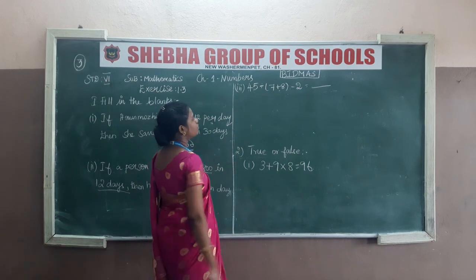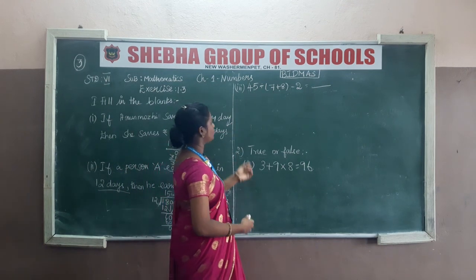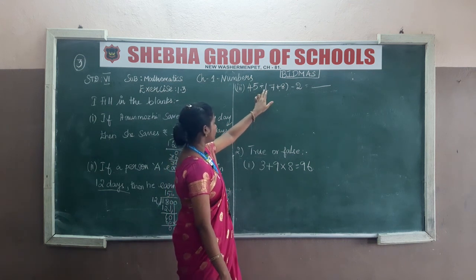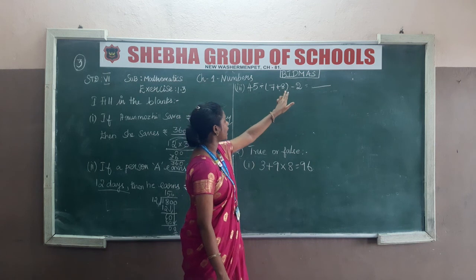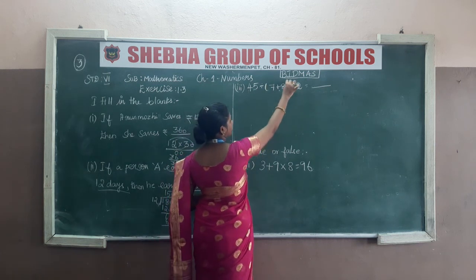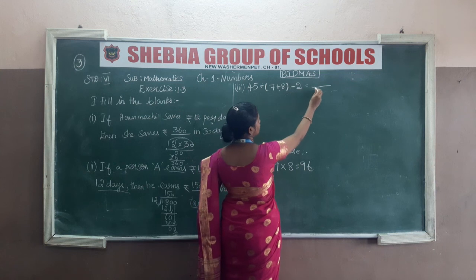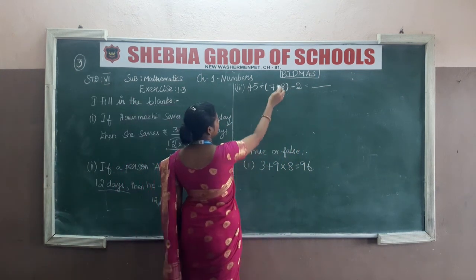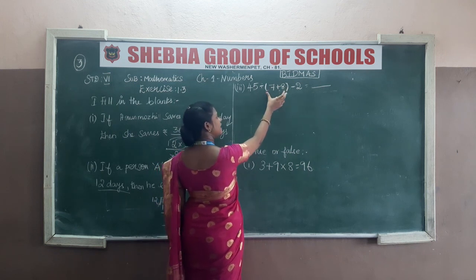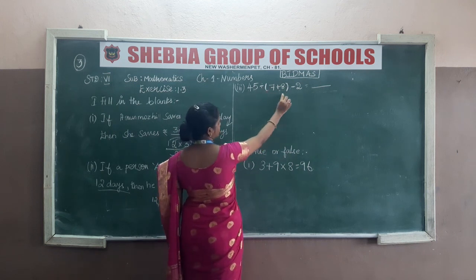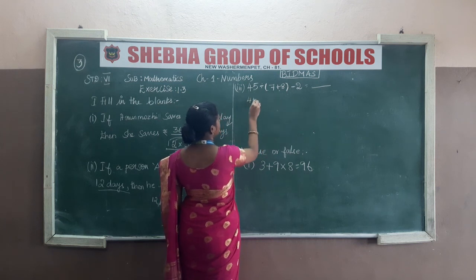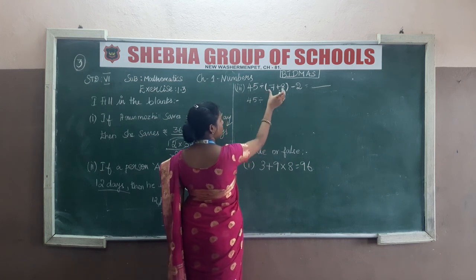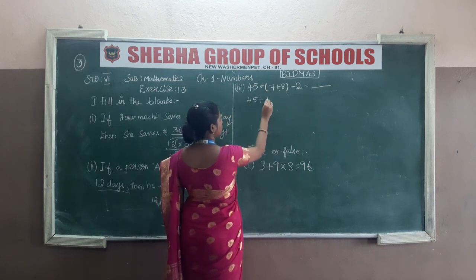Okay, then the third subdivision is the BIDMAS method. We have already learnt BIDMAS. 45 divided by open bracket 7 plus 8 close bracket minus 2 is equal to dash. So we use the BIDMAS method. First we have to see if any brackets are there in the question. Yes, first we solve the bracket: 7 plus 8 is 15.